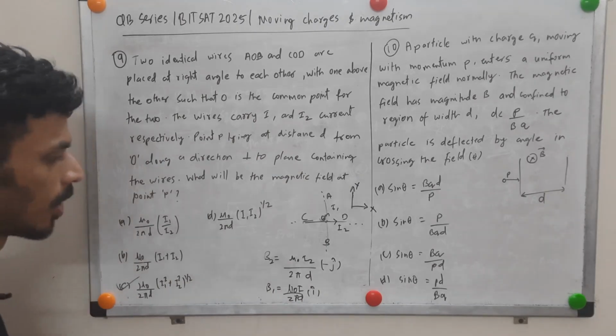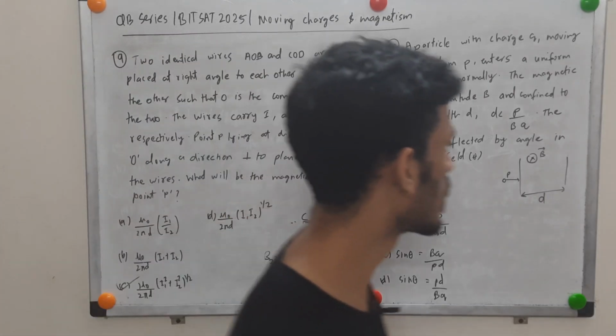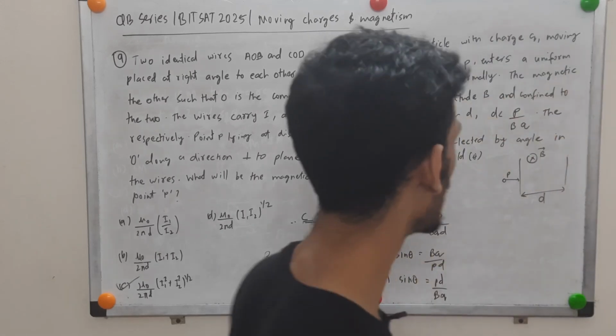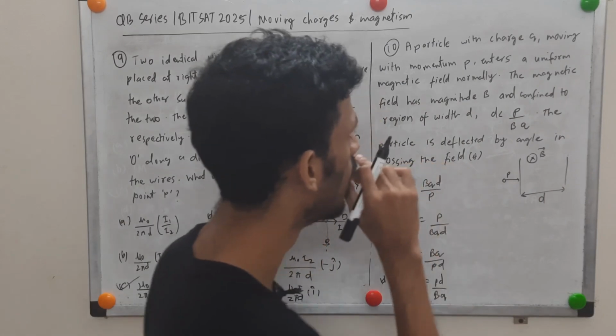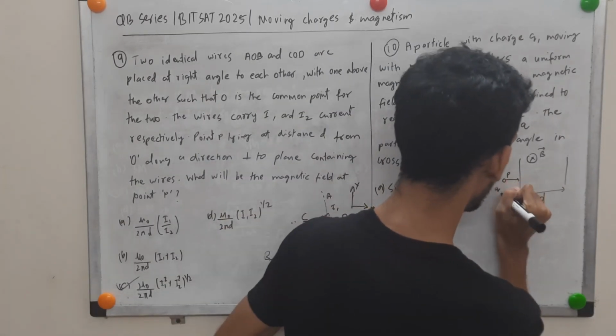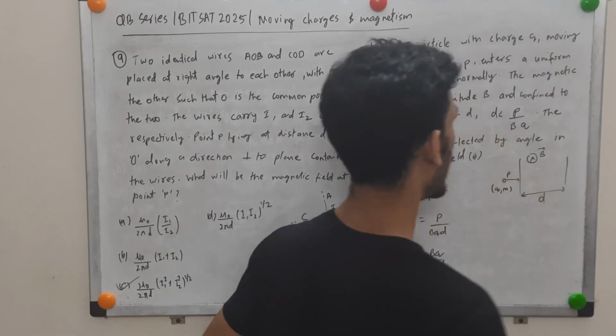Okay, so that will be your answer, right? So let's come to this question. This is a nice question, the final question for the day. Here we have a particle which is moving with a momentum p. It has charge q, mass m.